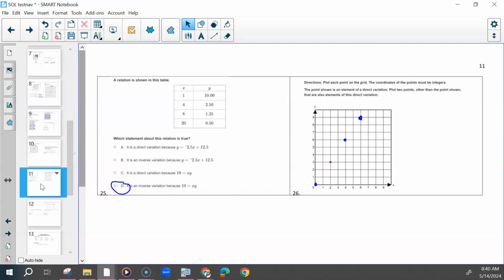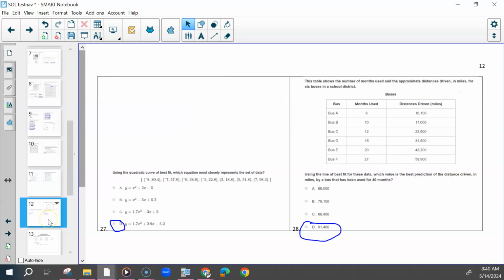26, you had to plot points on the grid that would make this a direct variation. So because it's a direct variation, we know that has to be a line that goes through the origin. I would start at the origin as one of your points. That would be the easiest point to start at, and then just find another point. You should not have a line there because it didn't ask you to graph a line. It just asked you to plot points. So any of those 2 points. And then 27 and 28 were both D.